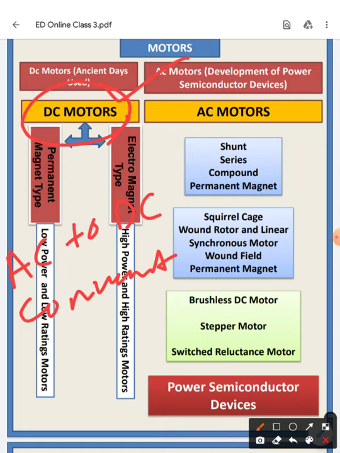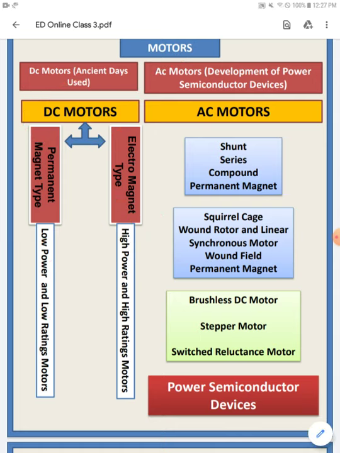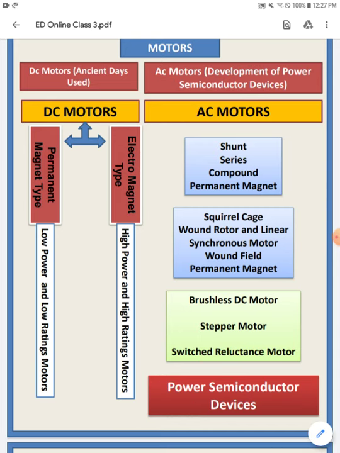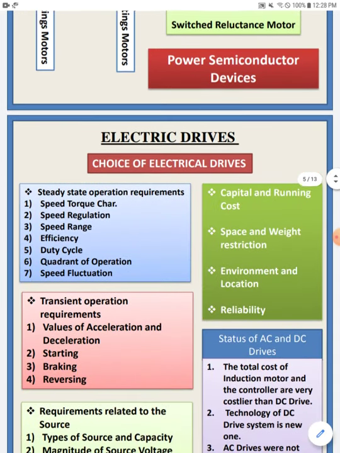So that's why nowadays we are directly going for AC motors. For AC motors, for speed regulation only, you need to use some power semiconductor devices by which the speed of the AC motor can be well regulated and the efficiency of the motor becomes higher. Then moving to the next.